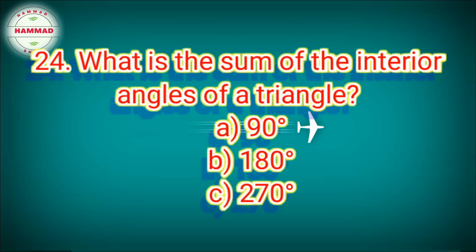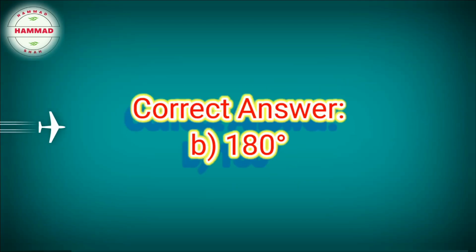Question number 24. What is the sum of the interior angles of a triangle? Option A 90 degree, option B 180 degree, option C 270 degree. The correct answer is option B 180 degree.